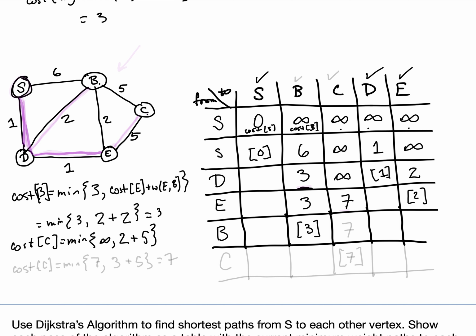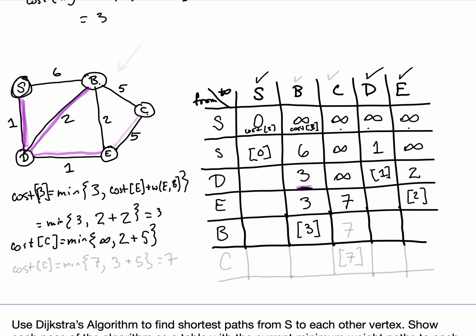We see that the parent of B was D. This was the last place that the value for the cost changed. So here is the minimum weight path from S to B: S, D, B. And so that is our minimum weight path.